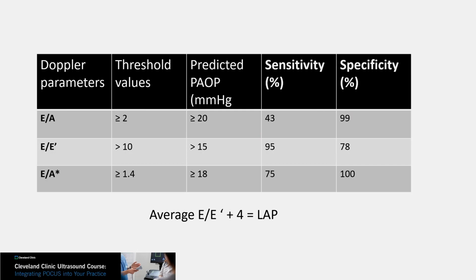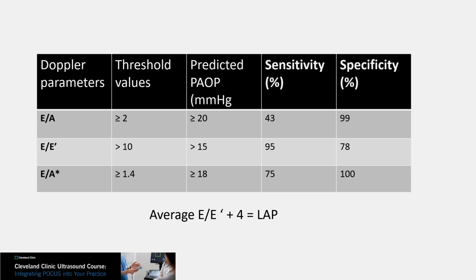Now the Doppler parameter that we use to suggest what the filling pressure or pulmonary artery occlusion pressure is, again, it's just an estimate, but a good formula that has been validated is using E over E prime and adding 4 to it. That gives you a left atrial pressure or the left-sided filling pressure.